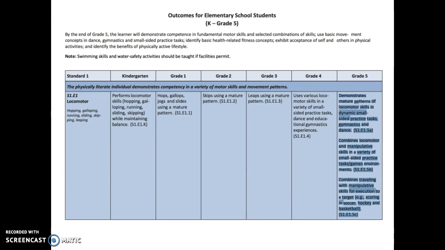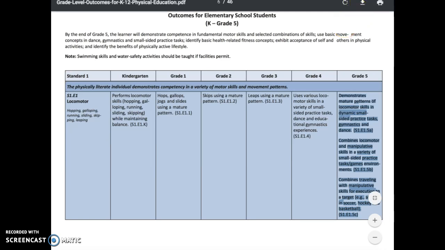The content standards for this lesson are from the Society of Health and Physical Education, also known as SHAPE, which are the national standards and grade level outcomes for K-12 physical education. The standards are listed in the Grade 5 column highlighted here.